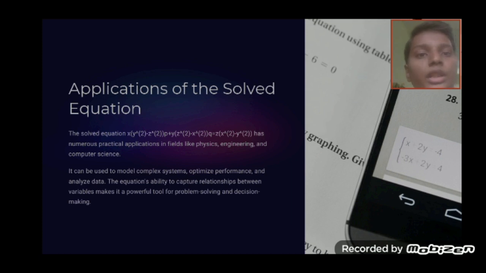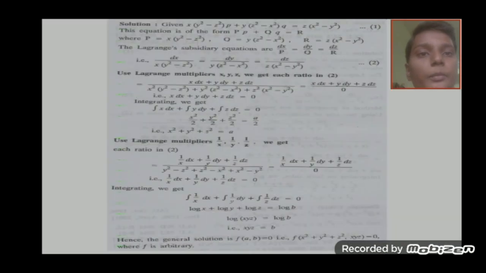The solved equation x(y² − z²)p + y(z² − x²)q = z(x² − y²) has numerous practical applications in fields like physics, engineering, and computer science. It can be used to model complex systems, optimize performance, and analyze data. The equation's ability to capture relationships between variables makes it a powerful tool for problem solving and decision making.